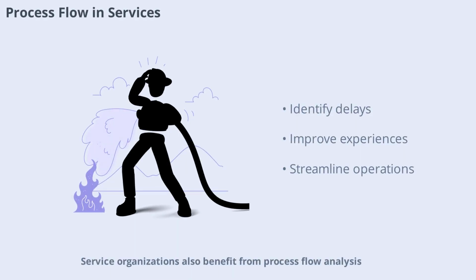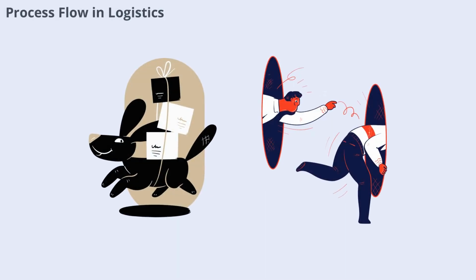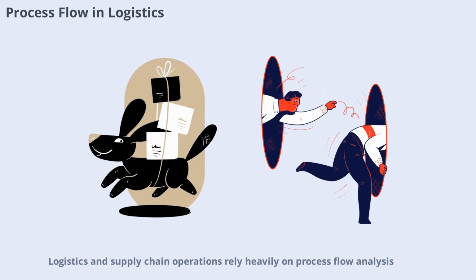Service organizations also benefit from process flow analysis. Whether it's a hospital, bank, or call center, mapping out service processes helps identify delays, improve customer experiences, and streamline operations. By focusing on the flow of information and interactions, service providers can deliver faster, more reliable, and higher quality services. Logistics and supply chain operations rely heavily on process flow analysis.